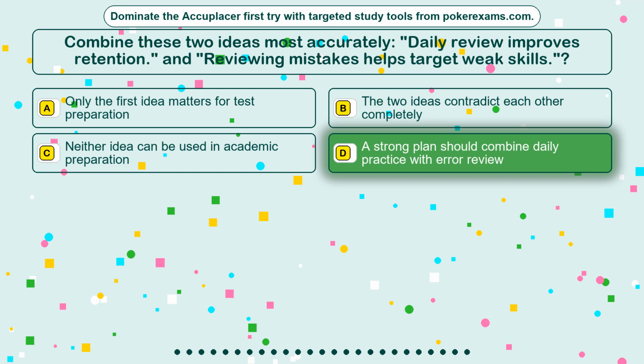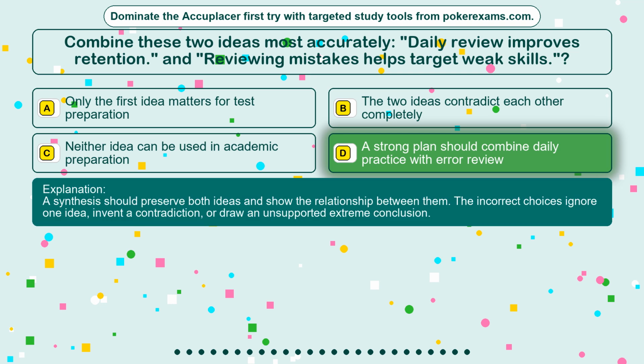The correct answer is Option D. A strong plan should combine daily practice with error review. A synthesis should preserve both ideas and show the relationship between them. The incorrect choices ignore one idea, invent a contradiction, or draw an unsupported extreme conclusion.